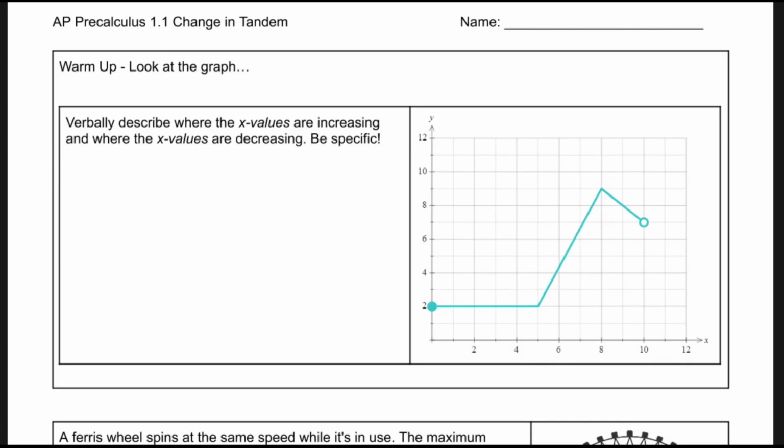Look at that graph. Isn't it neat? Wouldn't you think my graph is complete? Verbally describe where the x values are increasing and where the x values are decreasing. Be specific! All right, so we have this little piecewise graph, and we're supposed to describe where it's increasing and decreasing.